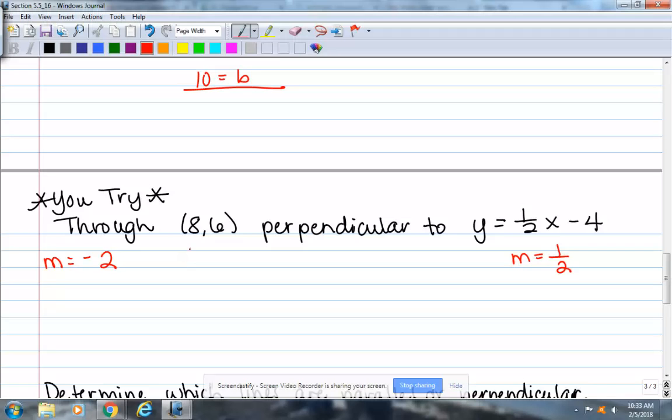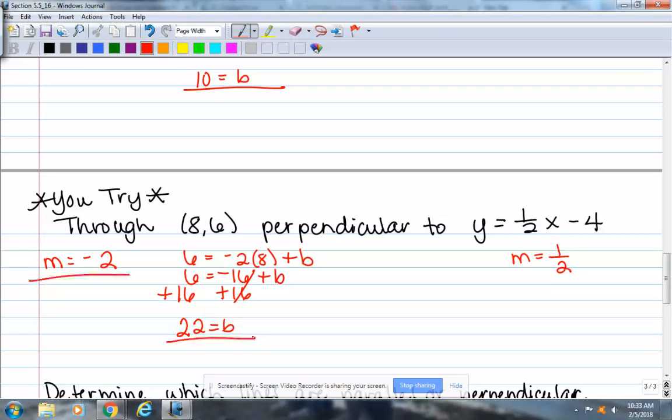So what goes in for y? 6 equals -2 times 8 plus b. What's -2 times 8? -16. Whoops. And then I do what? Add 16 on both sides. And then I'm glad I'm not graphing it, because what is 6 plus 16? 22.